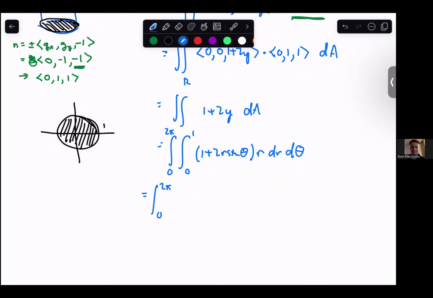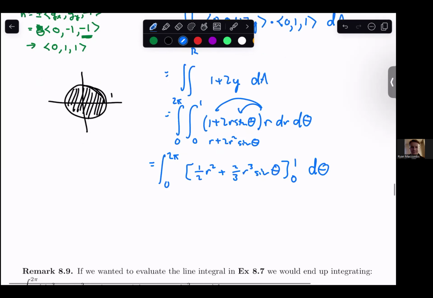So let's see. If I was to distribute this r, this is going to have r plus 2r squared sine theta. And let me go ahead and integrate that here in my next step. So integrating r, I get 1 over 2r squared. And here we're going to have 2/3 r cubed. And we need to evaluate this from r equals 0 to r equals 1. And then we'll still have a theta integral.